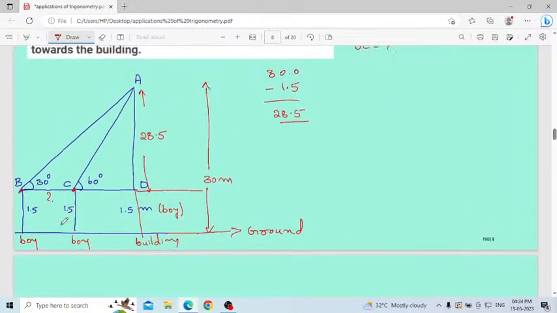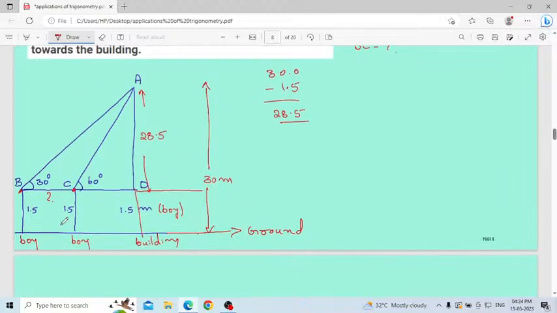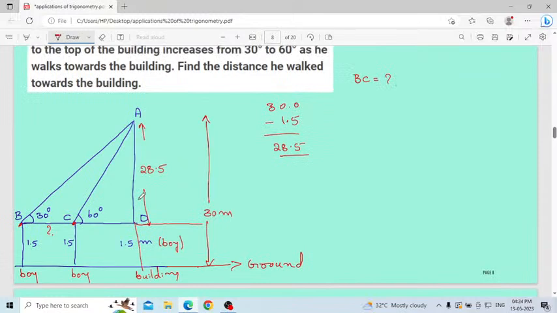Then I will move on to the calculation part. If you understand the question, the calculation will be very easy. Okay, then what do you have to calculate? You have to calculate the value of BC, how much distance he will move towards the building. Consider the triangles here. Two triangles are there. Consider the bigger one, ACB, and the smaller one, ACD.